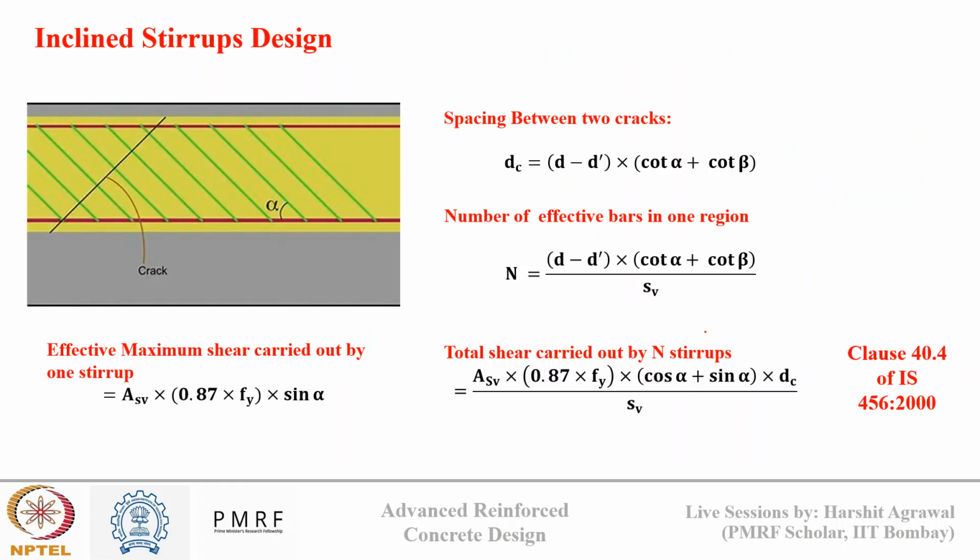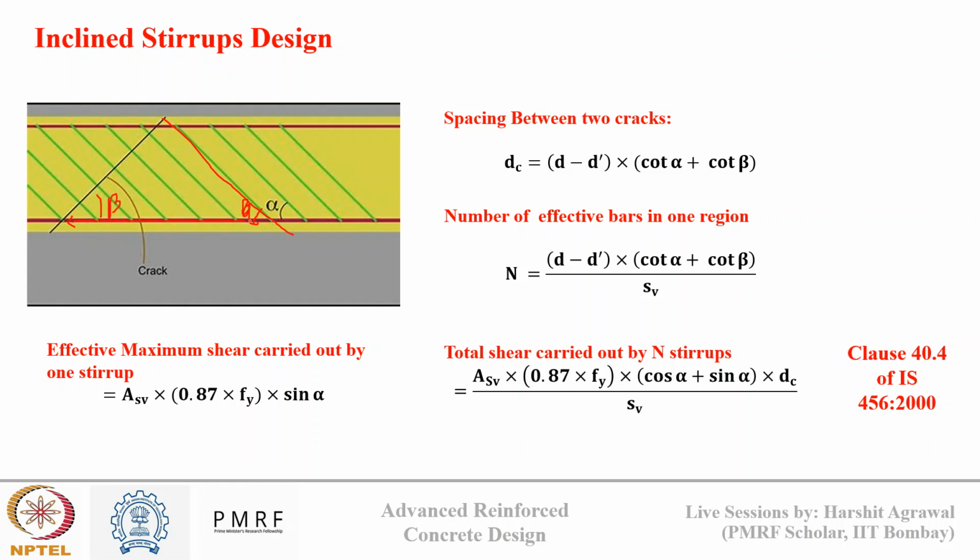Additionally, if we are providing inclined stirrups, then we need to make certain changes in the calculation. One inclined stirrup can only develop shear equal to the tensile capacity projected along the crack. So you see what the spacing between two cracks is. Along this crack, we know how much the stirrups are contributing. Suppose this angle is alpha, and the angle at which the crack is propagating is beta.